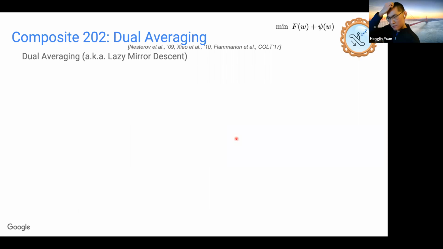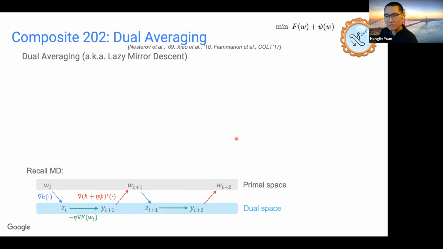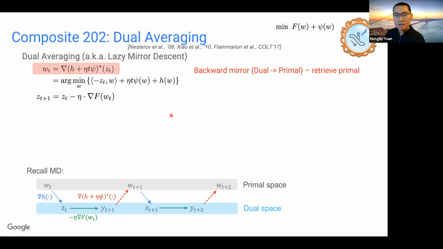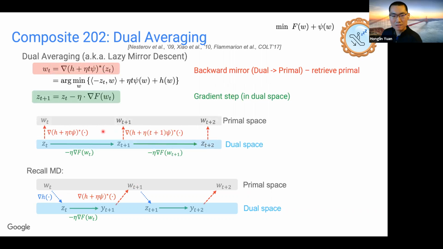So another common algorithm to solve a sequential composite problem is dual averaging. Recall the primal dual interpretation of the mirror descent. You map the primal point to a mirror point in a dual space, you do a gradient descent step, and then you map it back. The key idea for this alternative algorithm, known as dual averaging, is that instead of mapping forward and backward, we only map backward. So here's the intuition. You can see that there's no forward mapping step. There's only a backward mapping step.